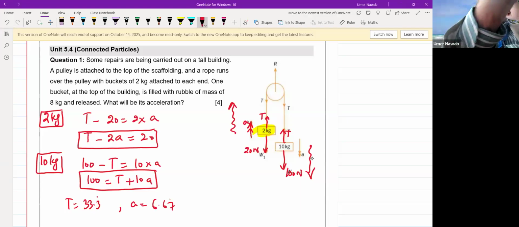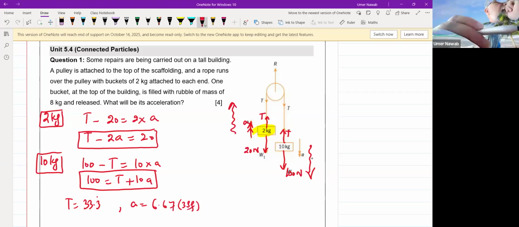Okay, so 6.67 to three significant figures. We found it.